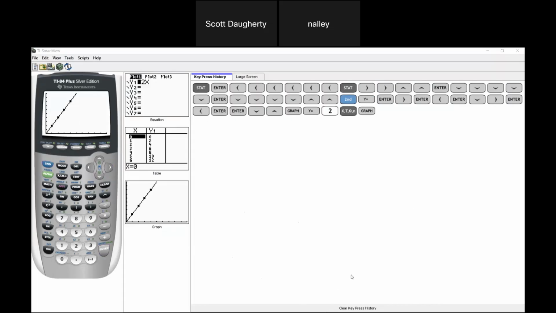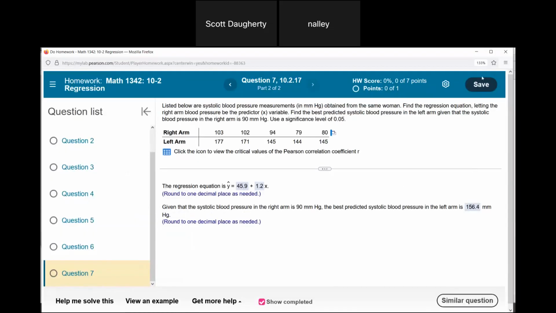So what I want to do from here is look at the homework, and I'll show you how to work out some of the ones in the homework. Okay, so here's another example from the homework. This is number 7 from 10-2.